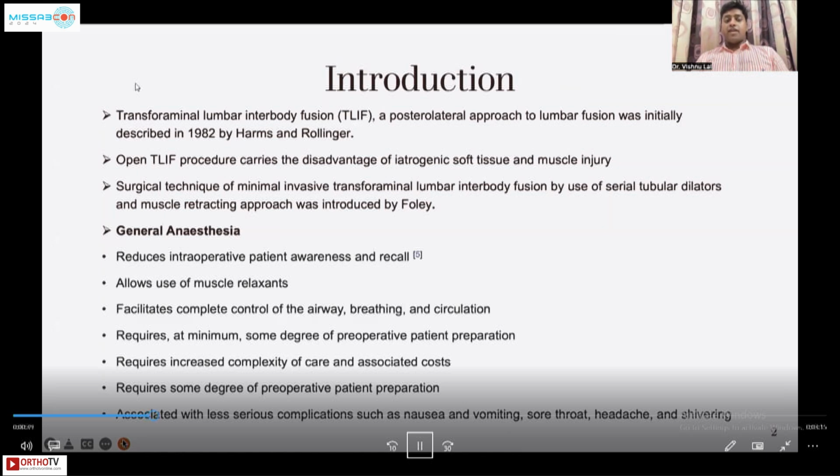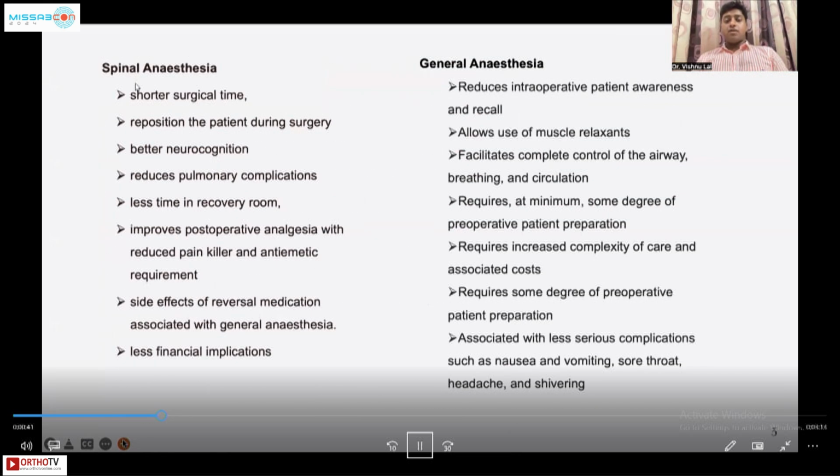As we know, the various advantages and disadvantages of general and spinal anesthesia are enumerated in the table. Spinal or regional anesthesia has better outcomes in terms of shorter surgical induction time, easier patient positioning, reduced pulmonary complications, and post-operative nausea, dysphagia, etc. Post-operative requirement of analgesia, less financial implications, and better patient acceptability.